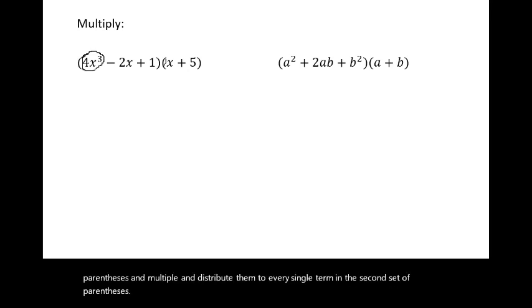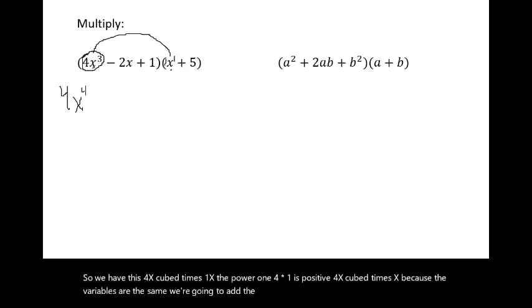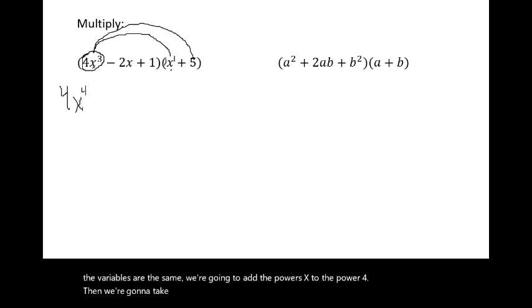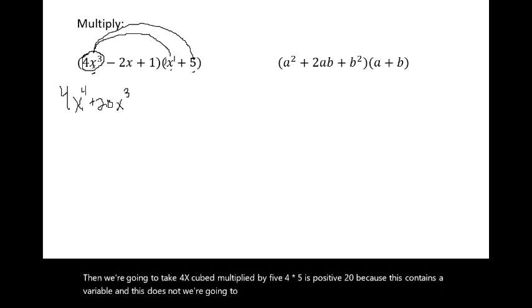So we have this 4x cubed times 1x to the power 1. 4 times 1 is positive 4. X cubed times x, because the variables are the same, we're going to add the powers, x to the power 4. Then we're going to take 4x cubed, multiply it by 5. 4 times 5 is positive 20. Because this contains a variable and this does not, we're going to leave the x cubed alone.